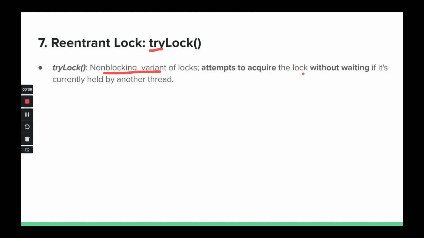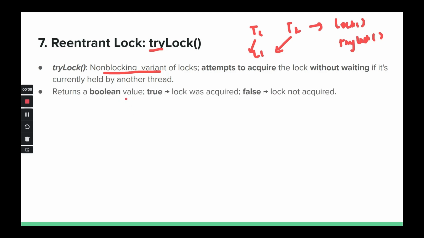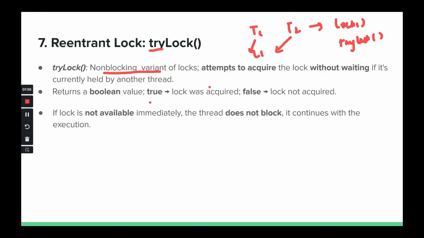So it attempts to acquire the lock without waiting if it's currently held by another thread. So that is T1 and T2. T1 is already holding the lock and it can lock it multiple times. We know that. But if T2 is trying to hold the lock, it is not able to, because it is acquired by T1. But it is a non-blocking variant. So if T2 does a tryLock instead of the lock method, it will not have to wait. If it calls the lock method, it will have to wait. It returns a Boolean value, true or false. If it returns false, it means the lock is held by another thread. If the lock is not available immediately, the thread does not block, it continues with the execution.